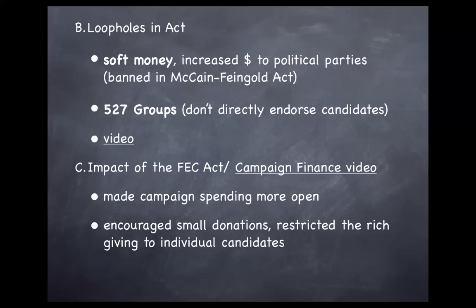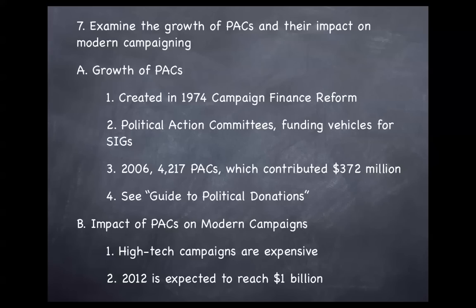The impact of the FEC Act made campaign spending more open instead of less, encouraged small donations, and restricted the rich giving to individual candidates. But again, there are loopholes to get around this. Small donations is how Obama was able to raise a lot of money. But while the restriction of rich giving to individual candidates has been made, there are other methods of getting around that. Instead of giving directly to the individual candidates, they have other ways of doing that.